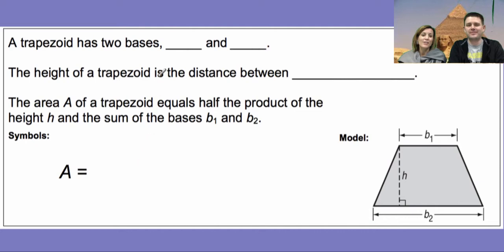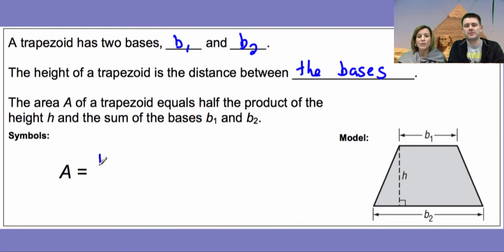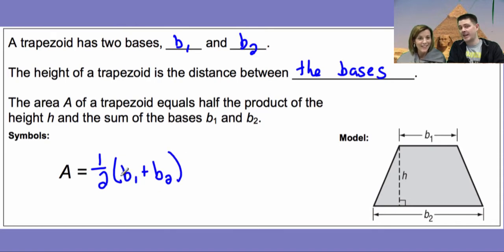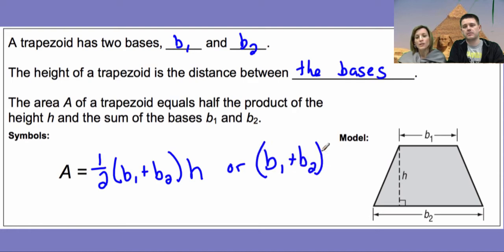All right, so we're going to call those two bases base 1 and base 2. And the height of a trapezoid is the distance between the bases. Our formula, like Mr. McKenzie just got done saying, is going to be base 1 plus base 2, times the height, and dividing by 2. Whether you multiply by 1/2 or divide by 2, you are using the same formula.